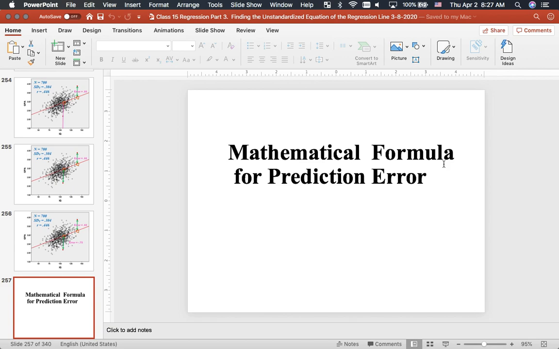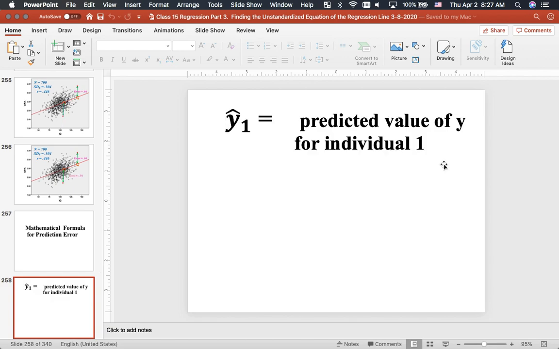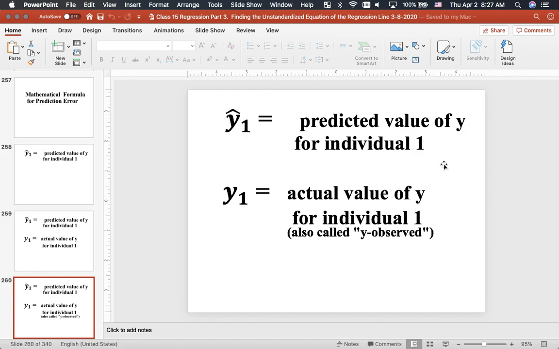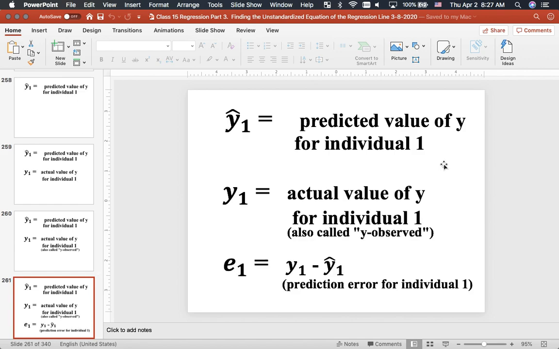So we can figure out the mathematical formula. It's pretty simple. We have y hat 1, the predicted value for the first individual, and we have the actual value of that individual. So we also call that y observed. And if we want to figure out the error for that person, we just say the error for individual 1 equals the y observed minus the predicted y for that individual. So nice little formula for figuring out the error for that one individual. And we also call this a residual.